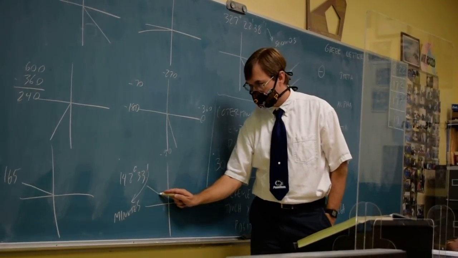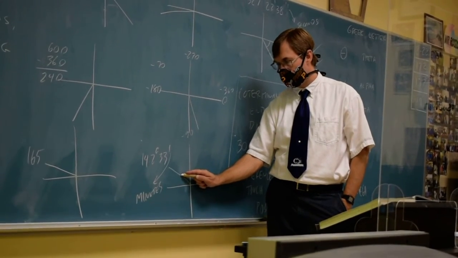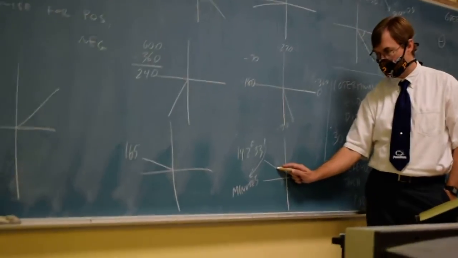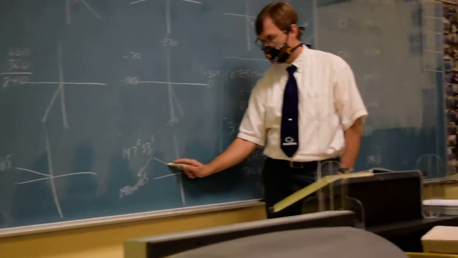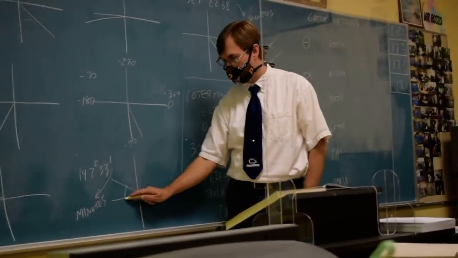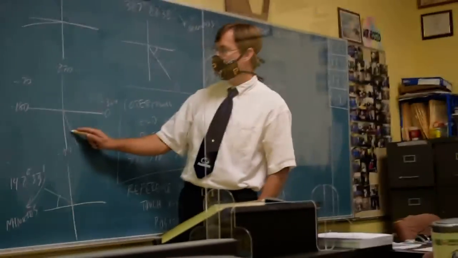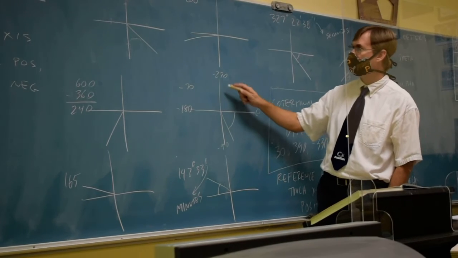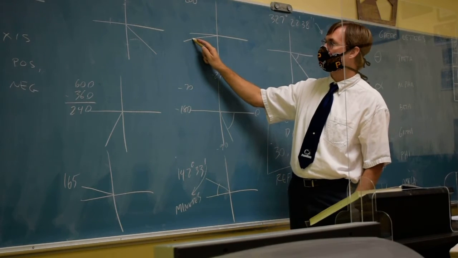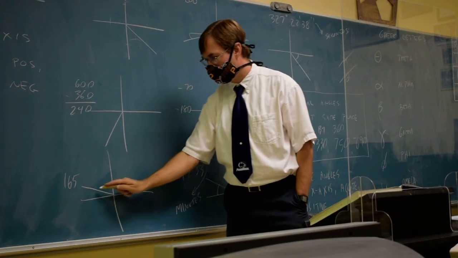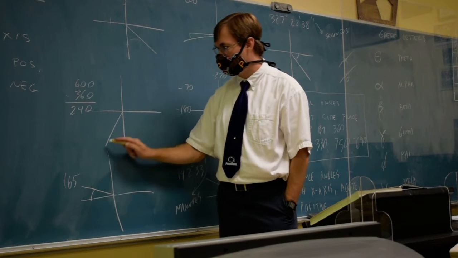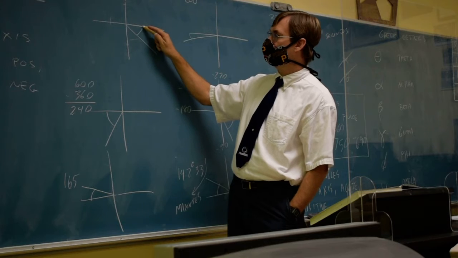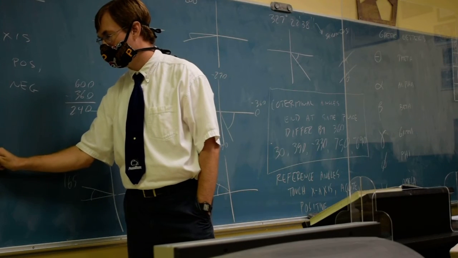So on this, here's the terminal side we drew. My closest path to the x-axis is to go down. Here, my closest path to the x-axis is to go up. My closest path here is up. From here, down. From here, up. From here, up. From here, down.